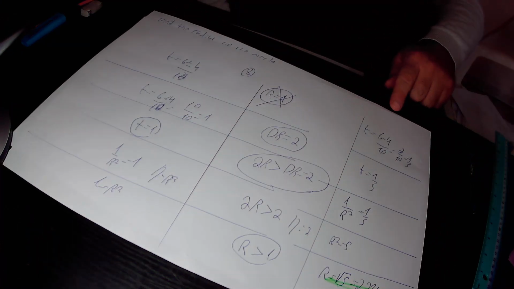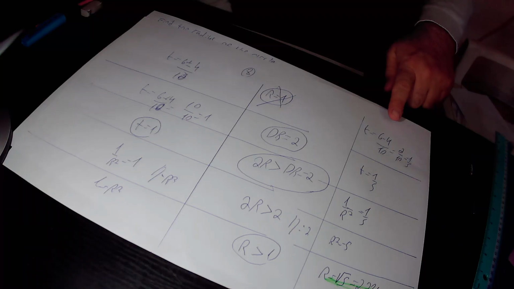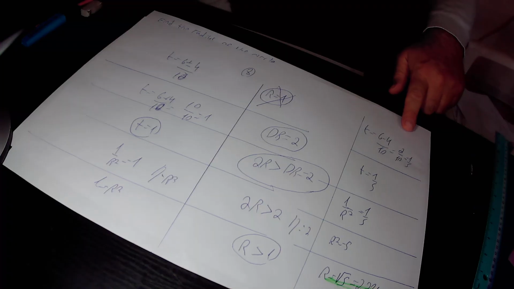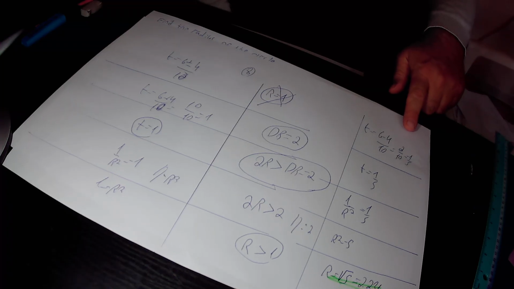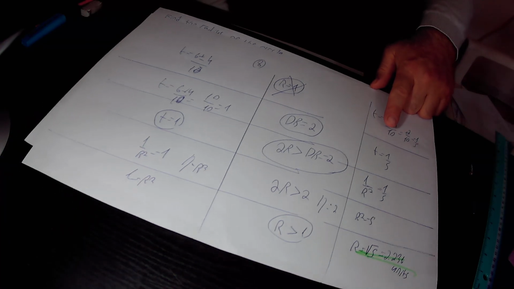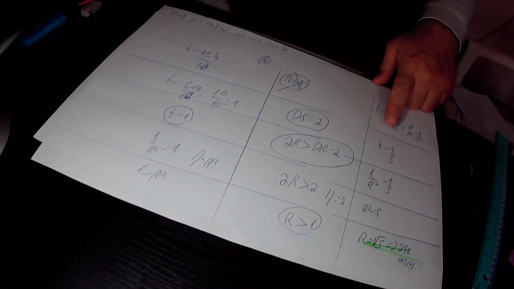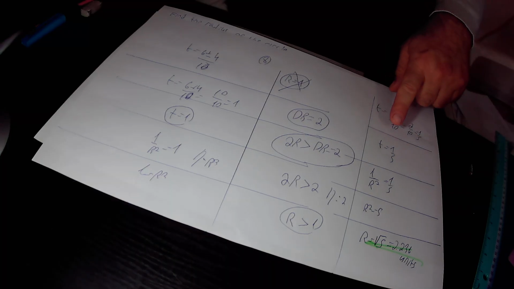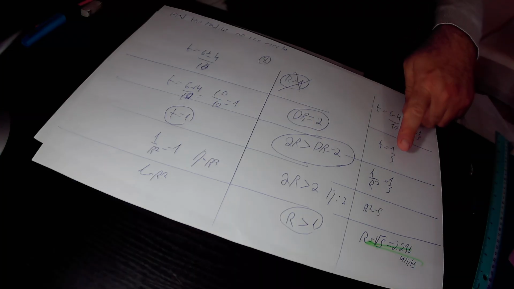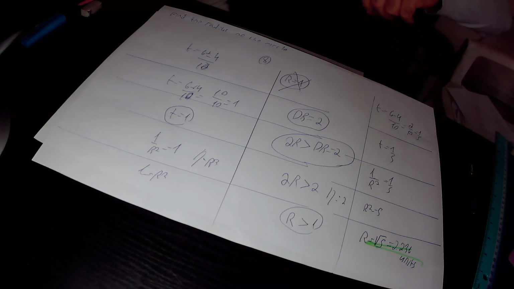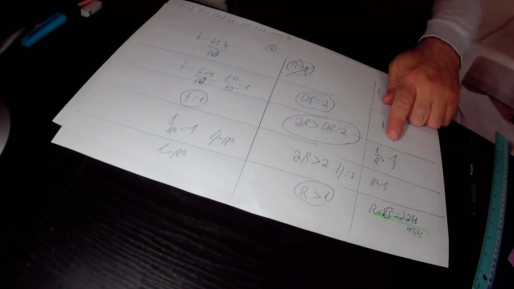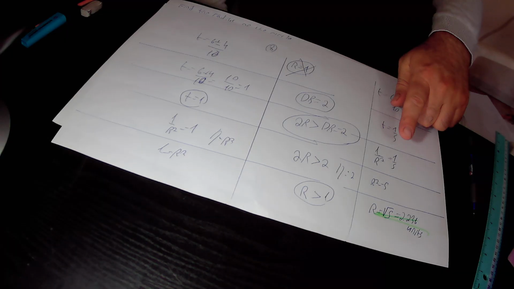According to the second solution, t equals 6 minus 4 over 10. 6 minus 4 is 2, and 2 over 10 is 1/5. So t equals 1/5. But according to our definition, t equals 1 over r squared, so we substitute t by 1 over r squared in this equation and find that 1 over r squared equals 1/5. We multiply this equation, and finally find that r squared equals 5.